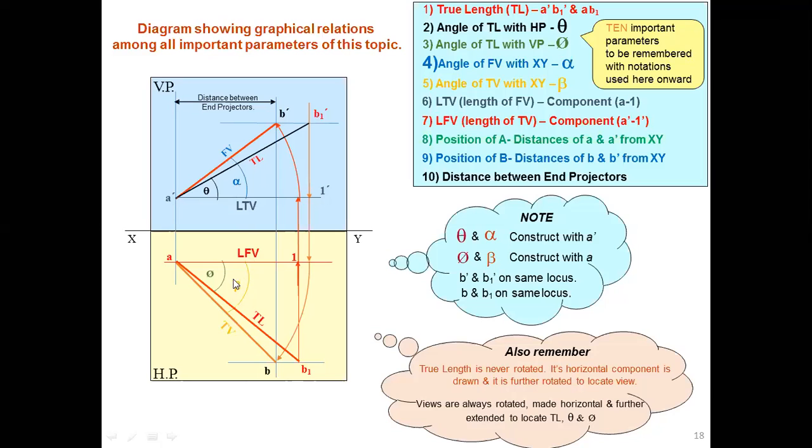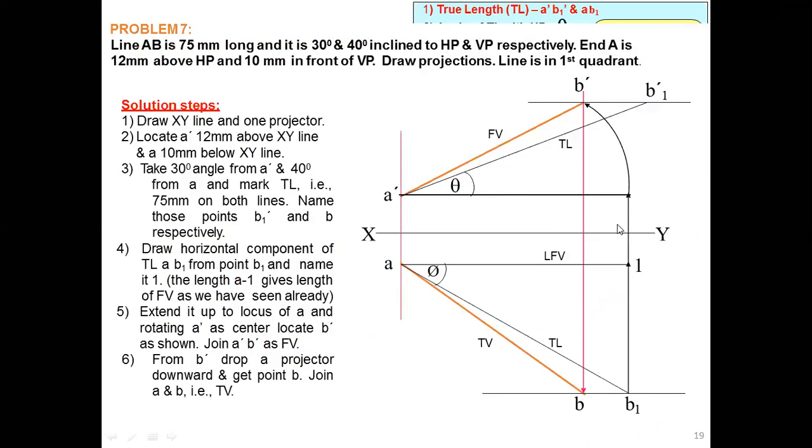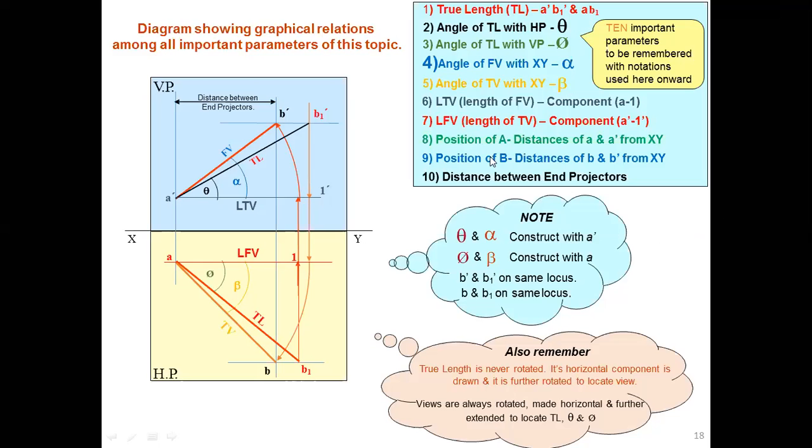Theta, alpha, phi, beta. Theta is the angle of true length with respect to HP, which you can see in the VP. Phi is the angle of true length with respect to VP, which you can see in the top view. Alpha is the angle of front view with respect to the XY line. Beta is the angle of top view with respect to the XY line.